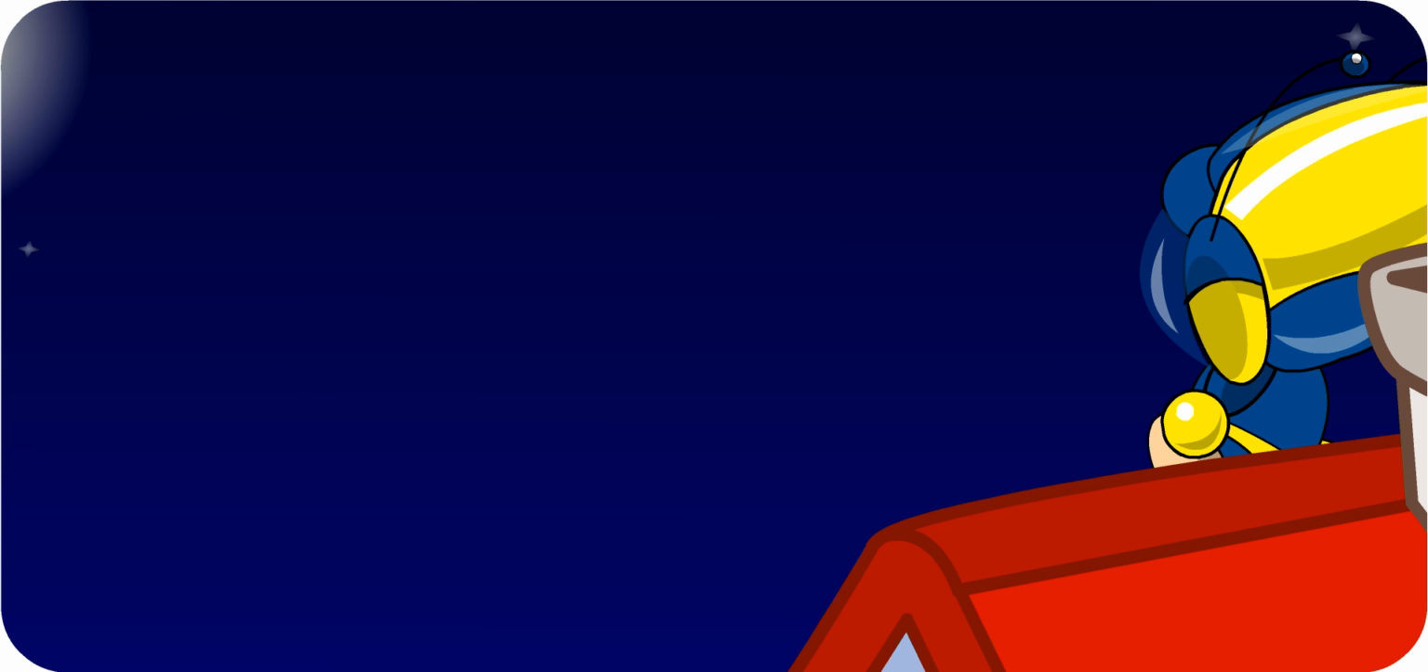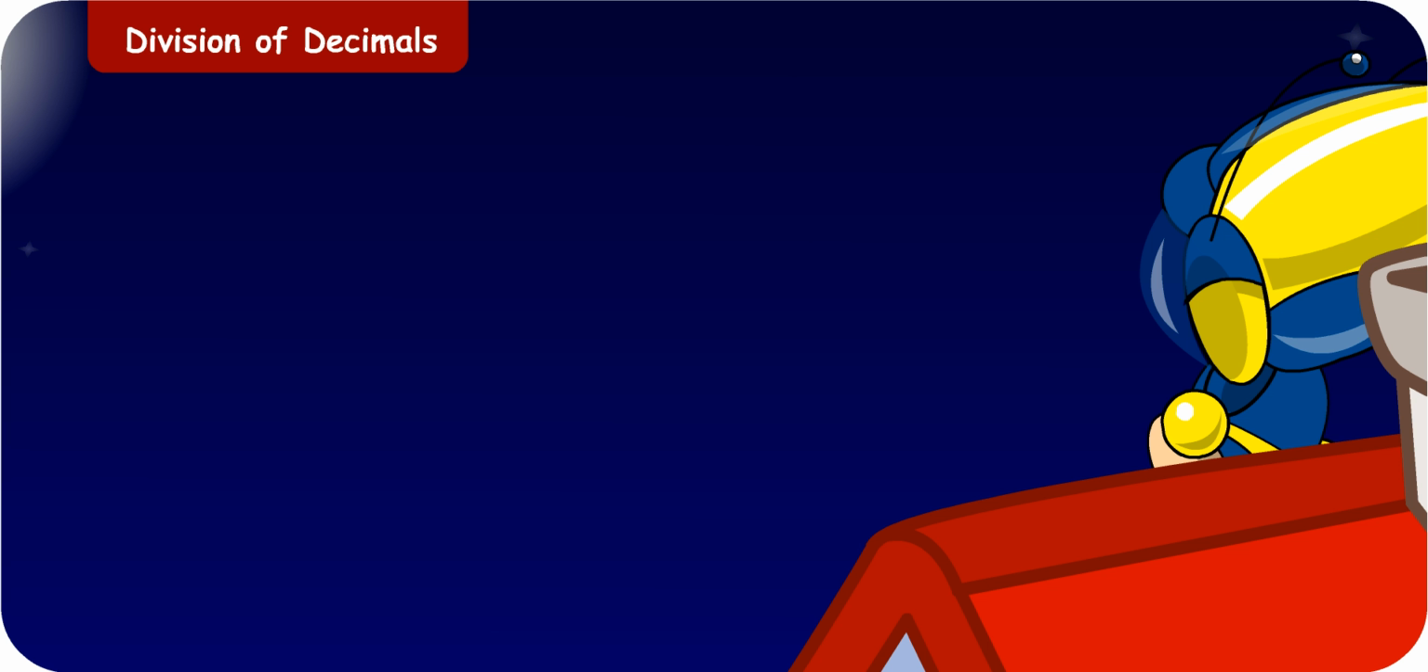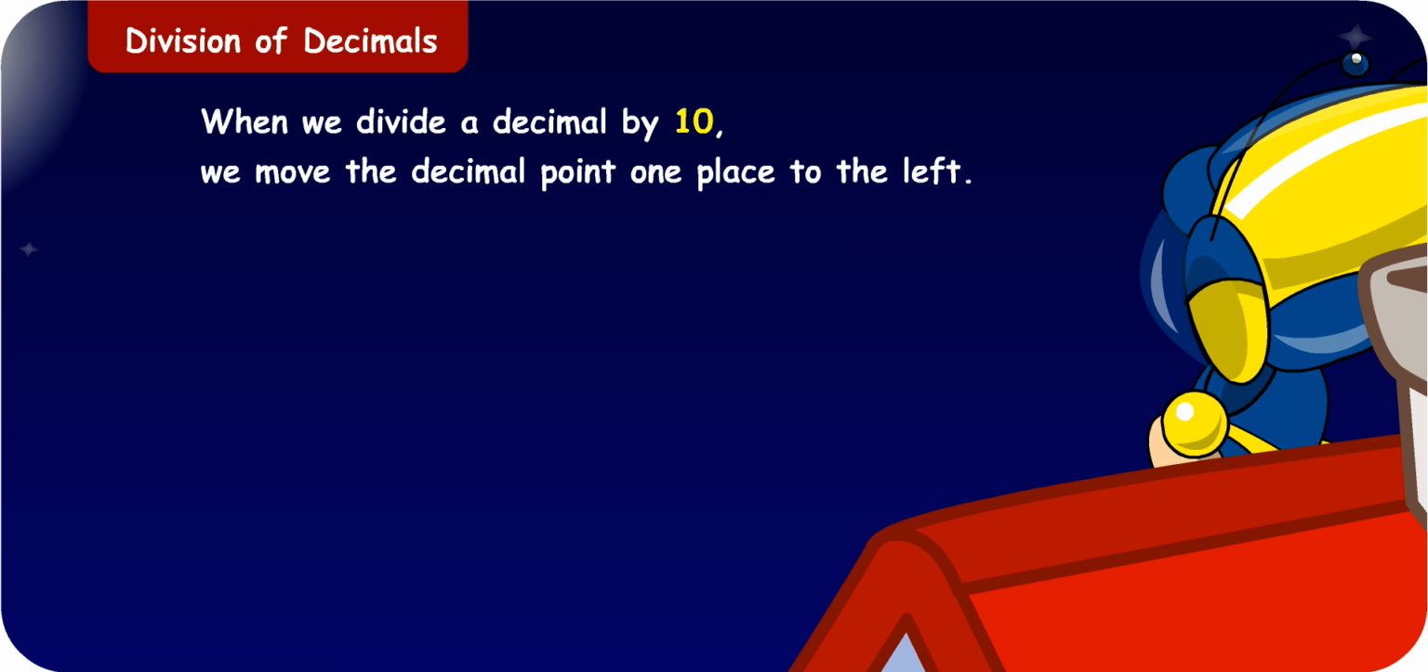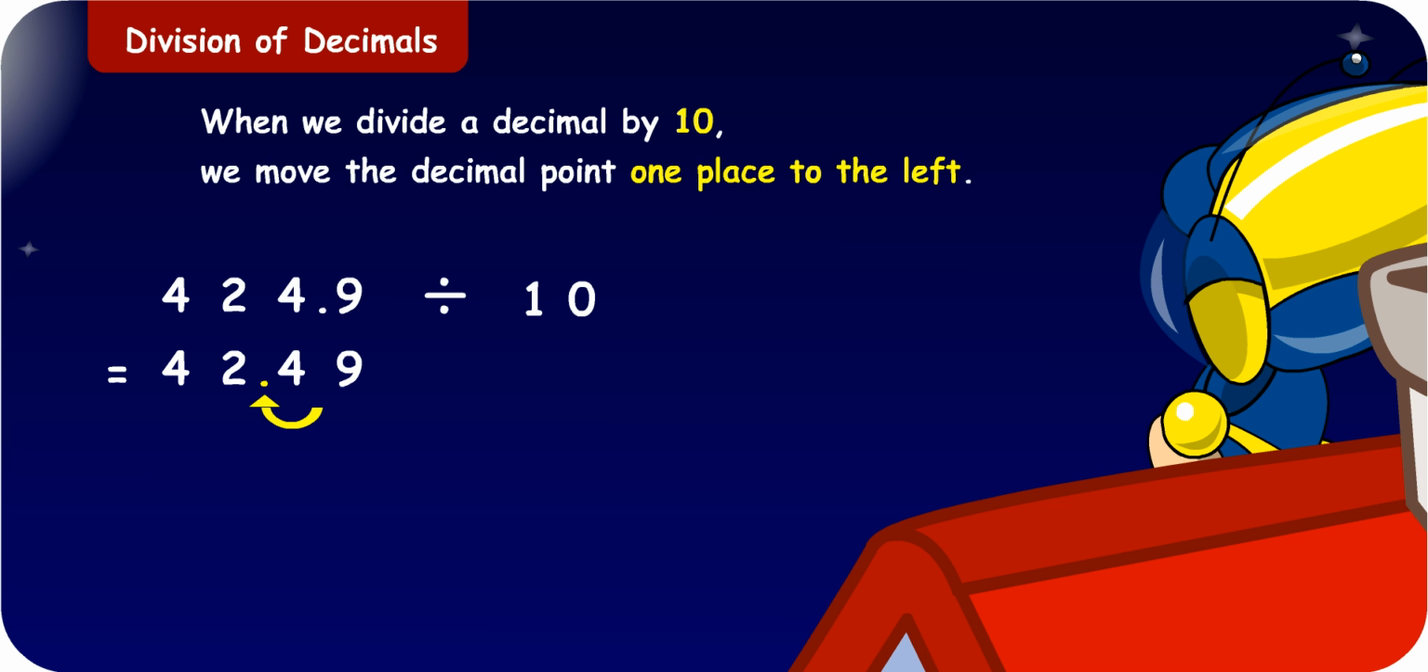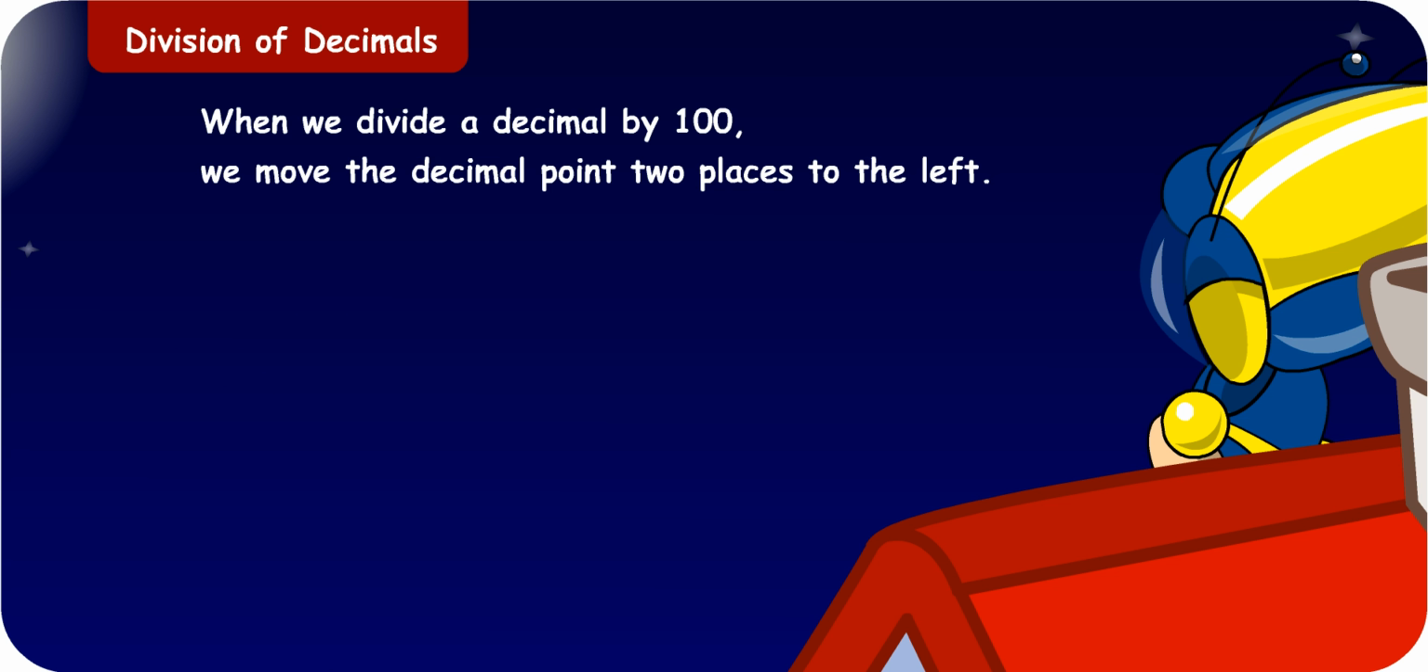Good. Now we move on to division of decimals. In decimals, when we divide a decimal by 10, we move the decimal point 1 place to the left. For example, 424.9 divided by 10 equals 42.49. When we divide a decimal by 100, we move the decimal point 2 places to the left.